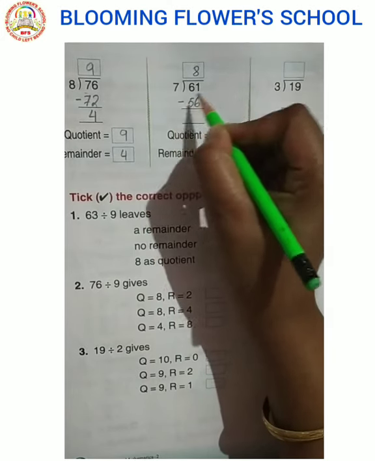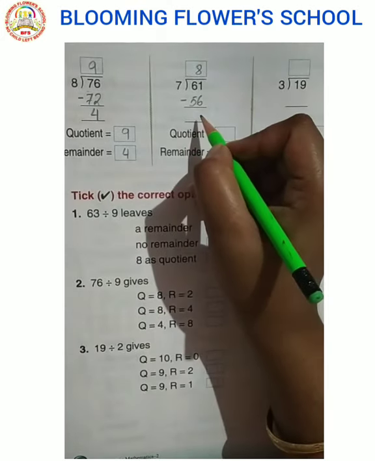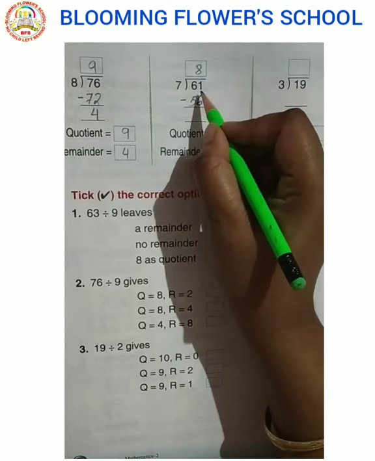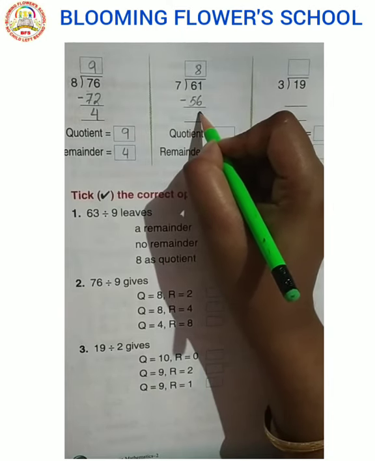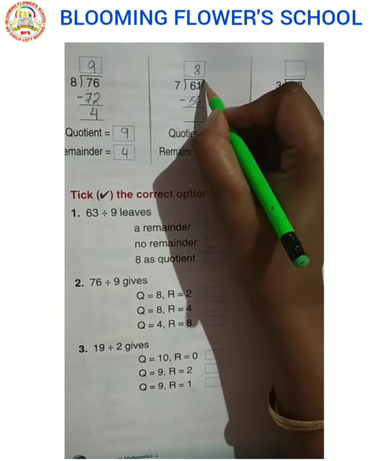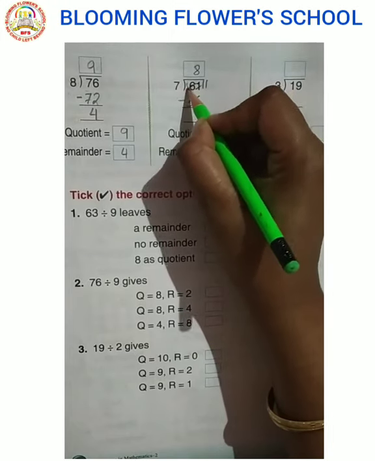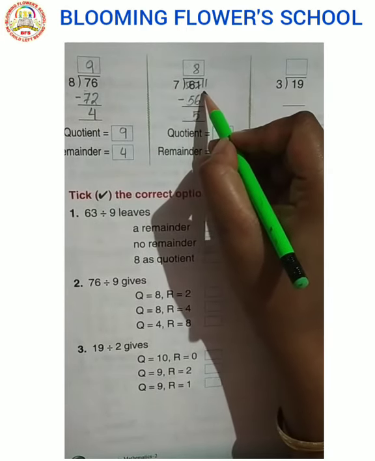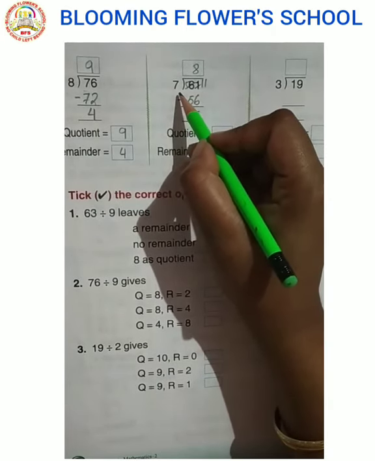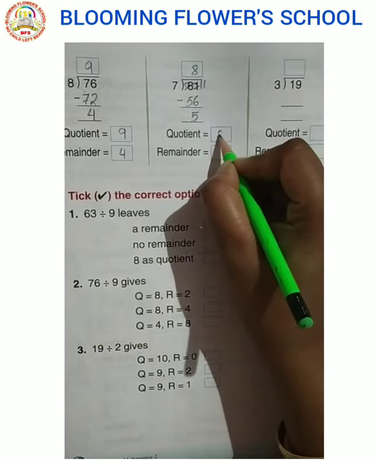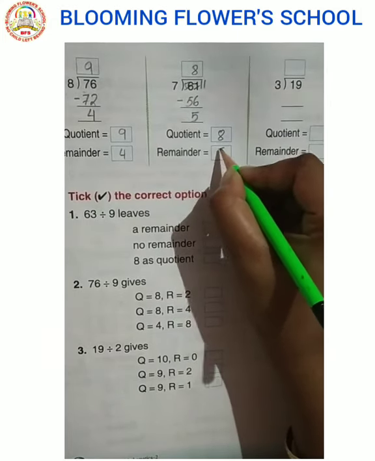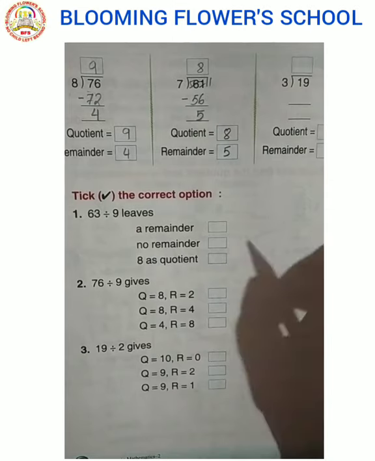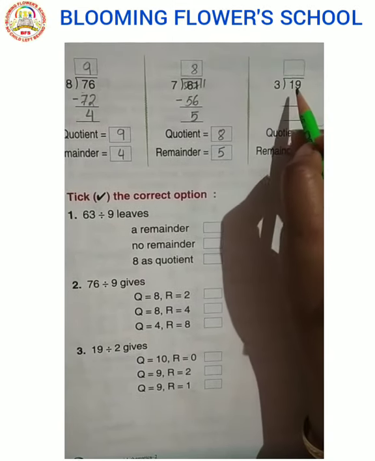So 7 eights is 56, what will it be? If we subtract 56 from 61, the 1 becomes 11 and the 6 becomes 5. So the answer is 5. So 61 is the dividend, 7 is the divisor, 8 is the quotient and the remainder is 5. Understand, children? Now the last one.